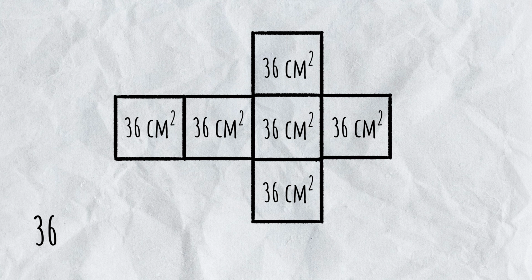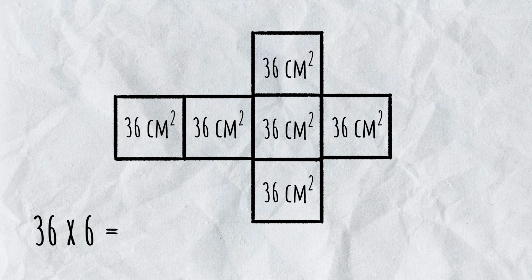If you do 36 times 6, I'll give you a minute to work that out. And if you manage to work that out, you'll get an answer of 216 centimeters squared. Not centimeters cubed, centimeters squared, as we use centimeters cubed for volume.